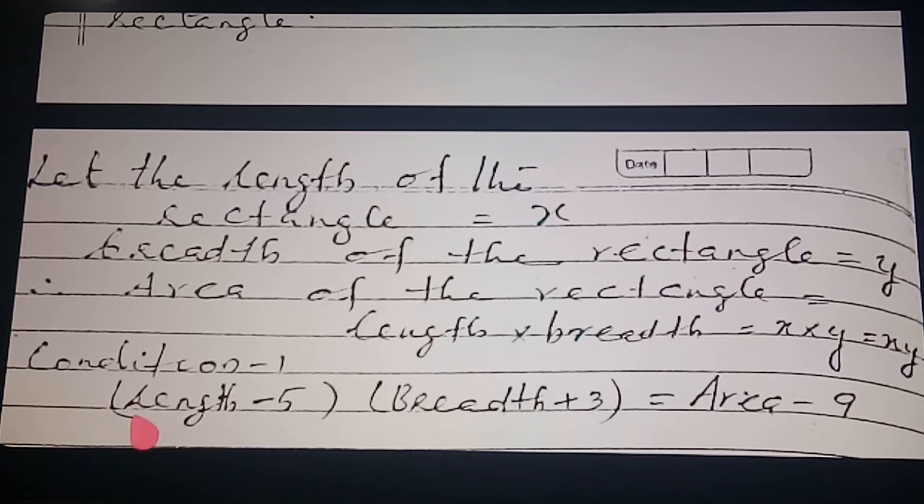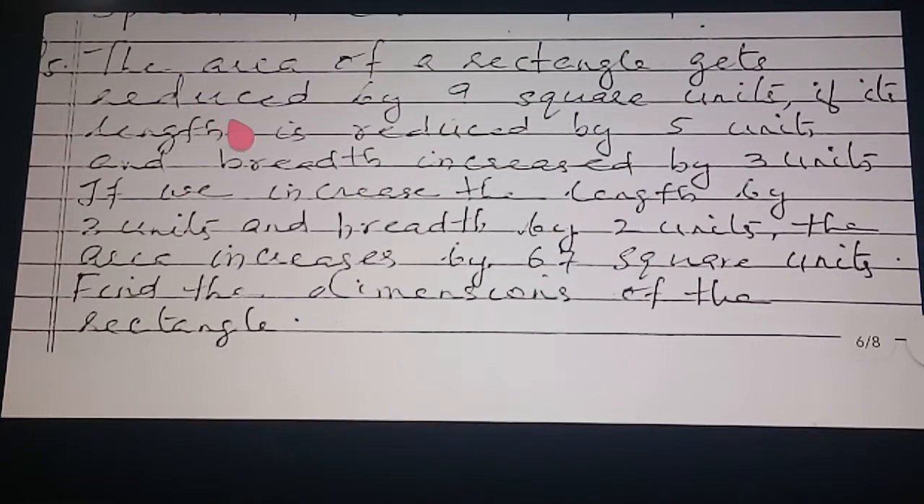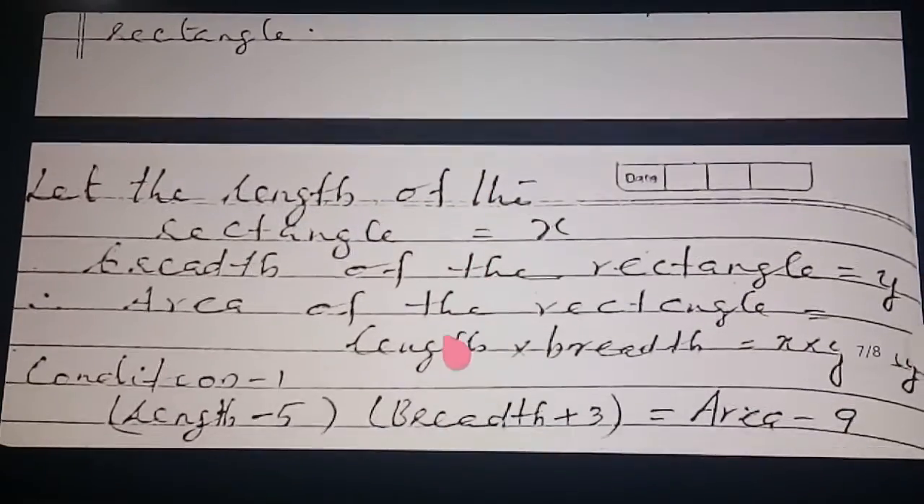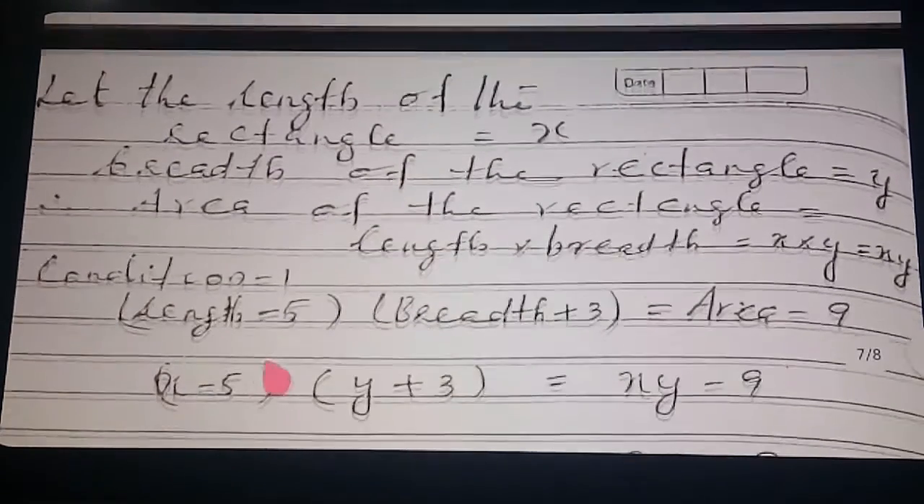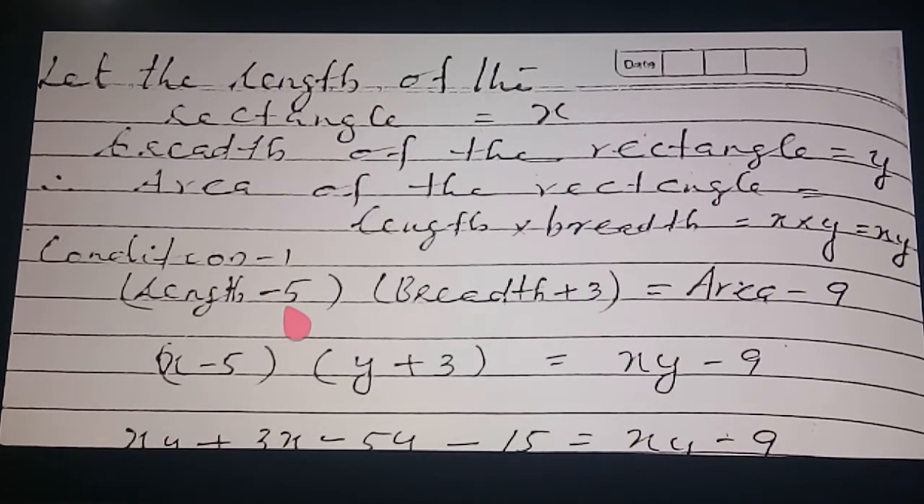Now according to the first condition, what is given? Length is decreased by 5. Again you go to the question. Length is reduced by 5. Reduced means decreasing, minus 5. Breadth increasing means breadth plus 3. That will be written here. According to condition number 1, length minus 5 into breadth plus 3. Breadth is increasing by 3. Then what will happen? Area is reduced by 9. Reduced means minus 9.